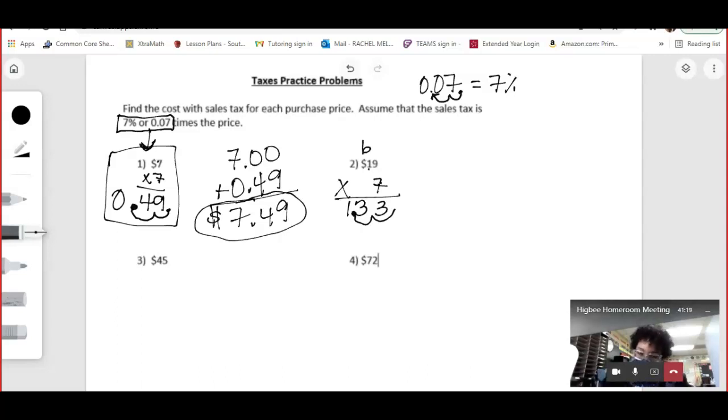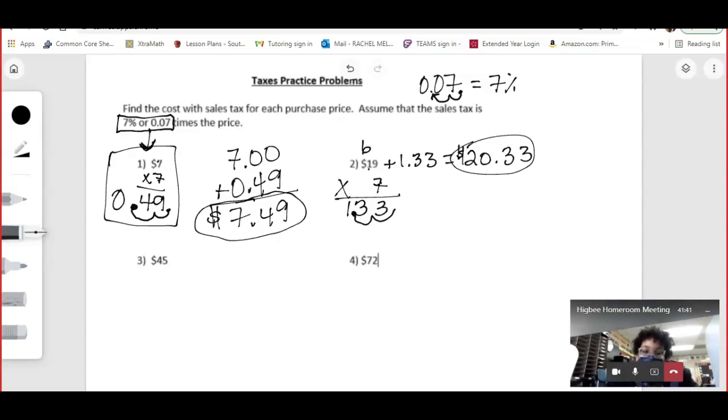Now what? You add the sales tax with your final amount. Can I do that mentally? Yes. What would that give me? $20.33. Make sense? All right, let's do one more.